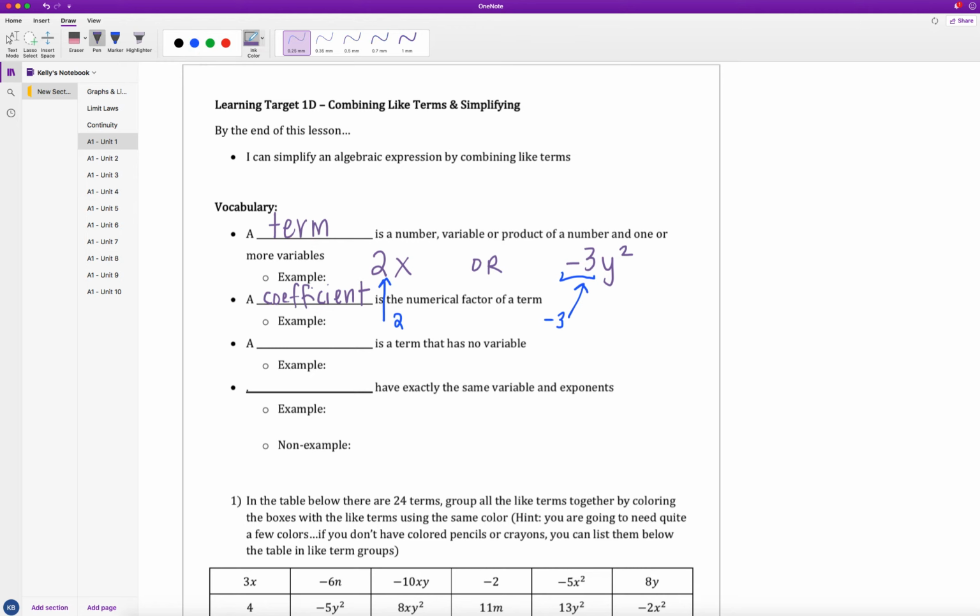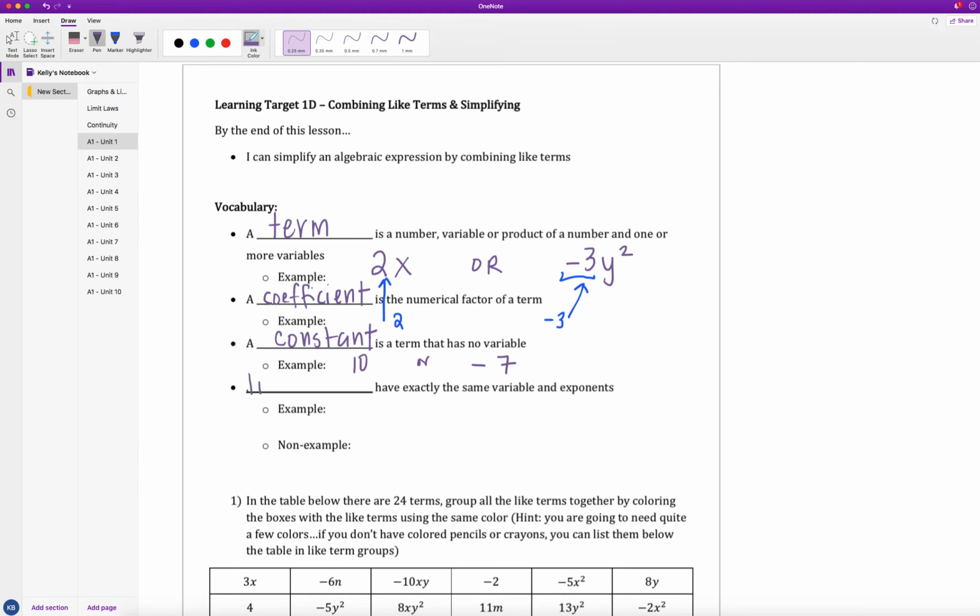Our third vocabulary term is a constant. A constant is a term that has no variable. An example of a constant would be 10, or we could say maybe -7. Those would both be constant terms.